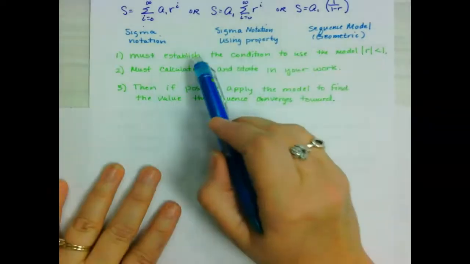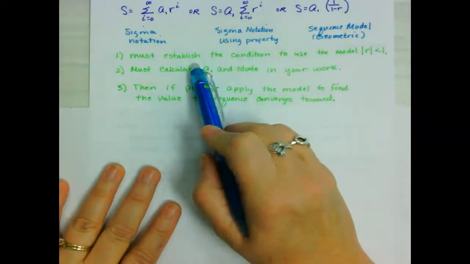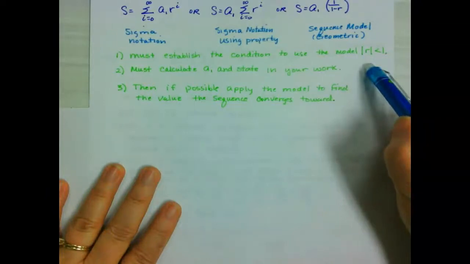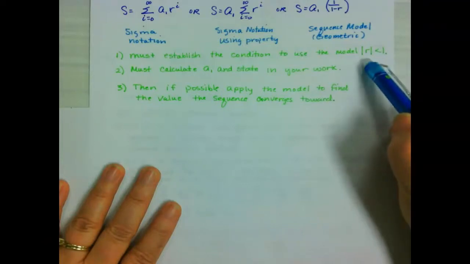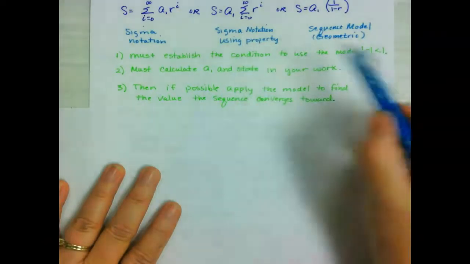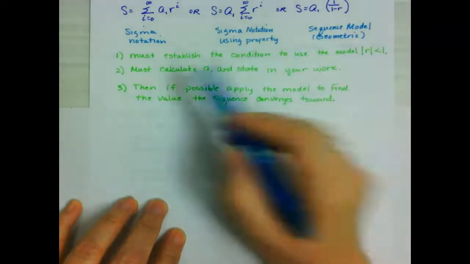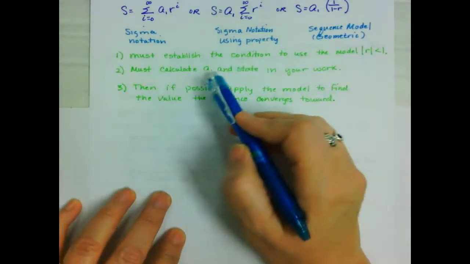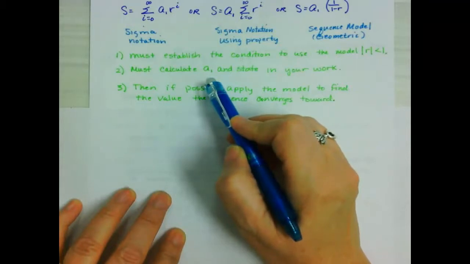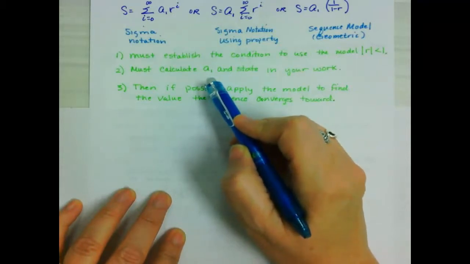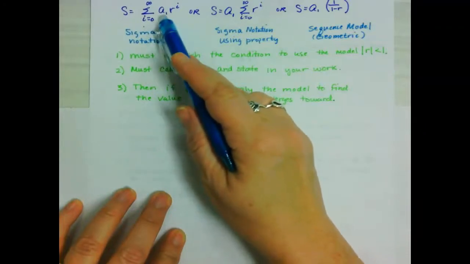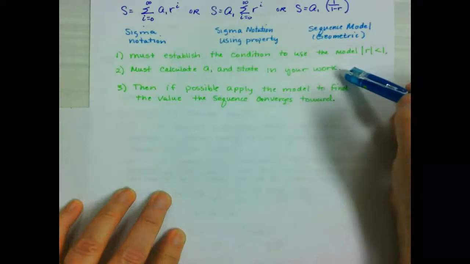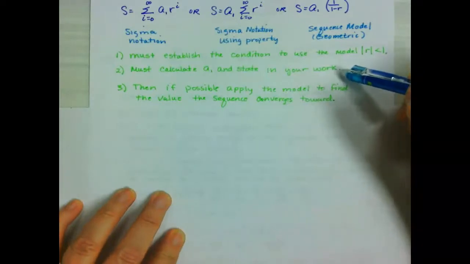So the first thing is we have to establish the condition to use the model. That means in my work, step 1, I should state what the ratio is, and is the absolute value less than 1. If the absolute value of r isn't less than 1, then we'll explore further. So once I establish that it is less than 1, then the next thing I'm going to see in your work is where you calculate what a sub 1 is. Sometimes it's not always just the first number right here. Depending on my lower bound, that can change. So the second thing in your work must always be stating what a sub 1 is.